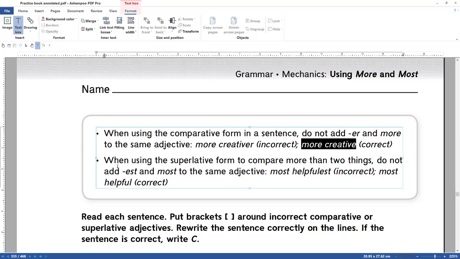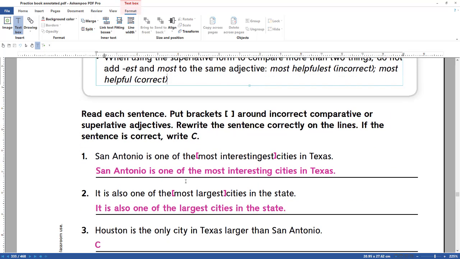Okay. Number 2, when using the superlative form to compare more than two things, do not add est and most to the same adjective. Most helpfulest. Of course, this is incorrect. Why? Because we used most before the adjective and we used est at the same time, and this is incorrect. You can't do this. You have to use only one form. So you can add most before the adjective, like this, most helpful, and this one will be correct, of course. Okay, let's see an example here.